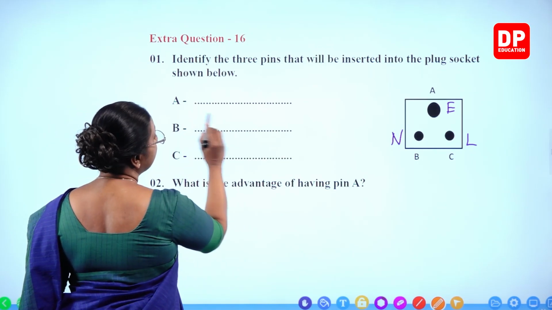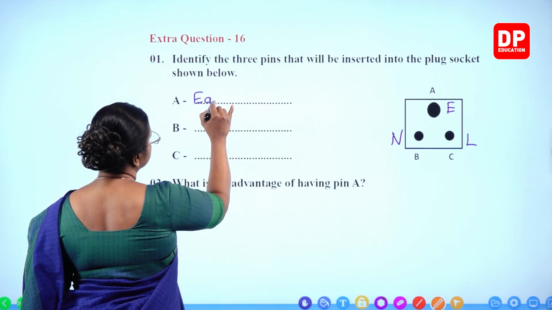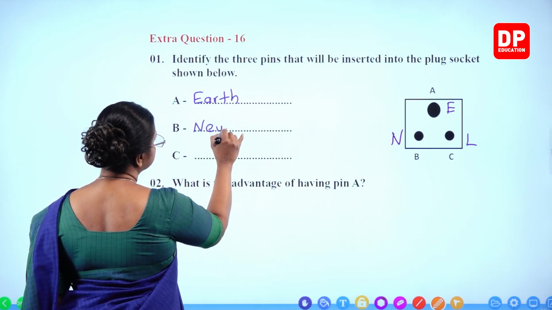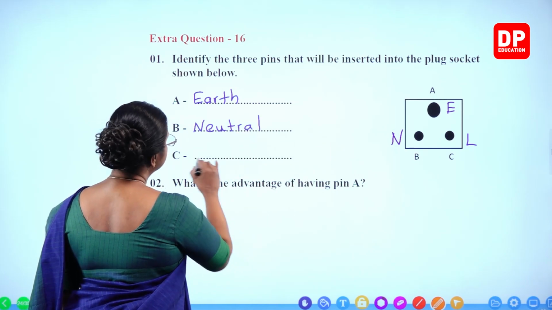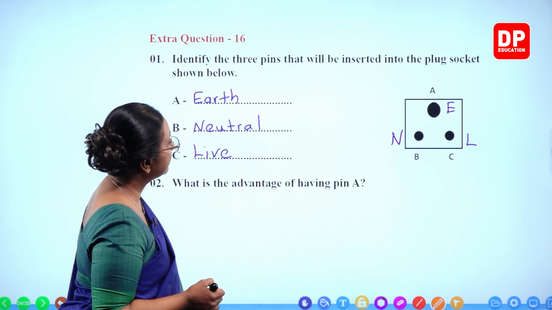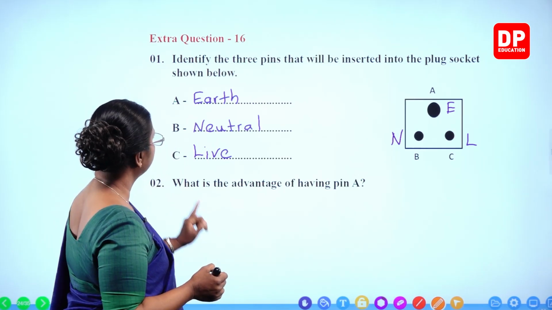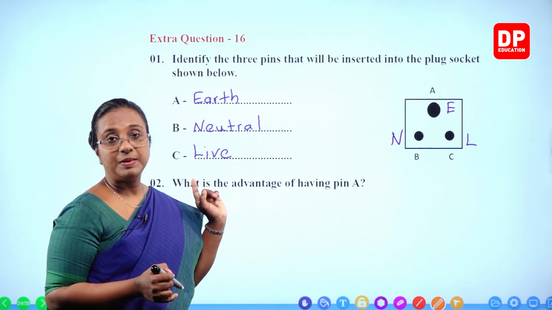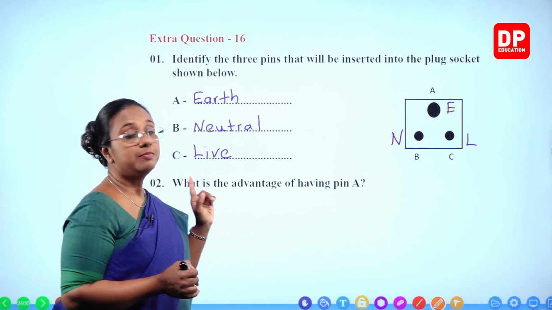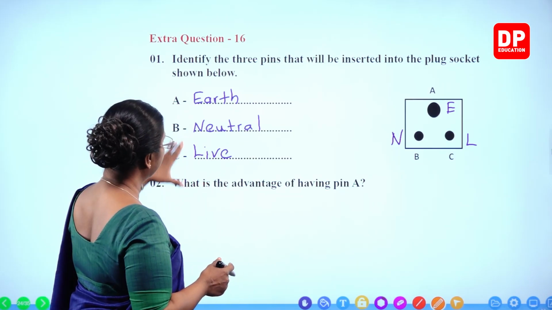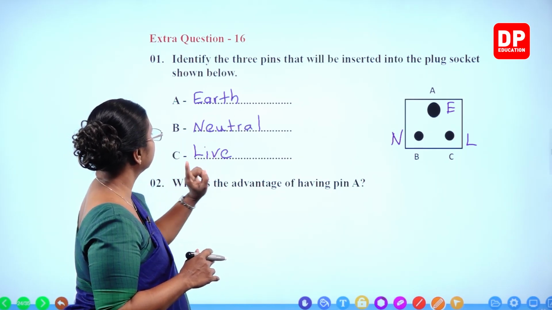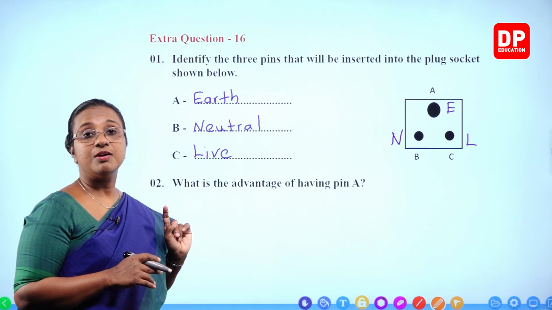So there A is earth, then B is neutral and C is live. So identify the 3 pins that will be inserted into the plug socket shown below. A, pin connected to the earth wire, B, pin connected to the neutral wire and C, pin connected to the live wire. So we don't have to say pin connected to it because you know the wire connection will be the earth wire, neutral wire and live wire.